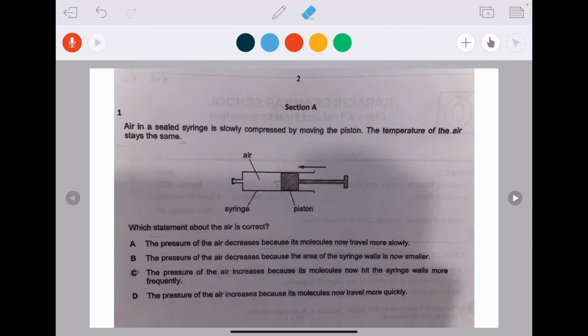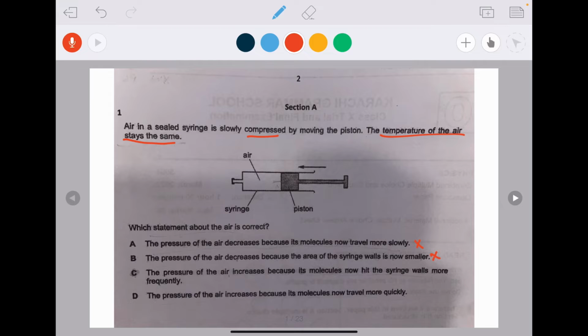So we know that if it's being compressed, the volume is decreasing, as it says in the question, and the temperature is constant. So when the temperature is constant and the volume is decreasing, that means the pressure will always be increasing. So therefore, we can rule out answer A and B because A and B say that the pressure is decreasing.